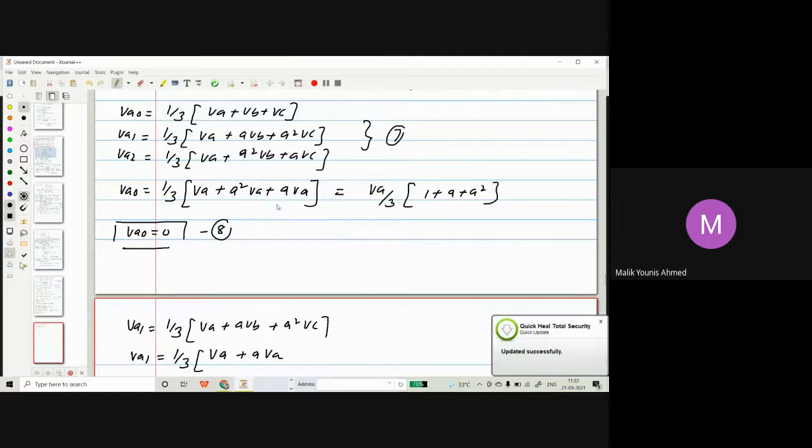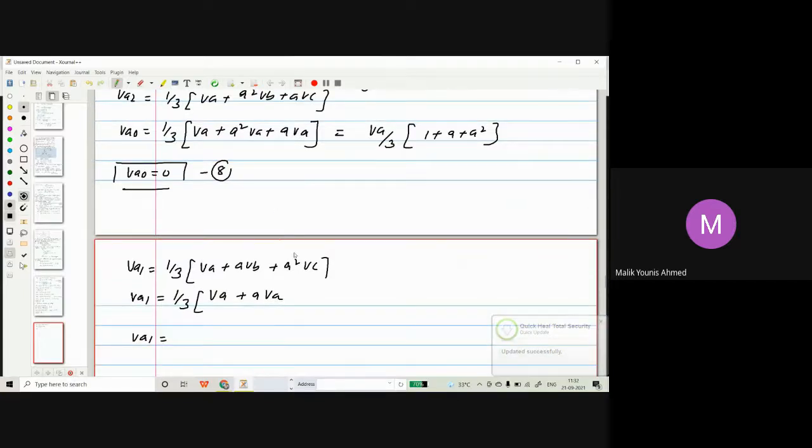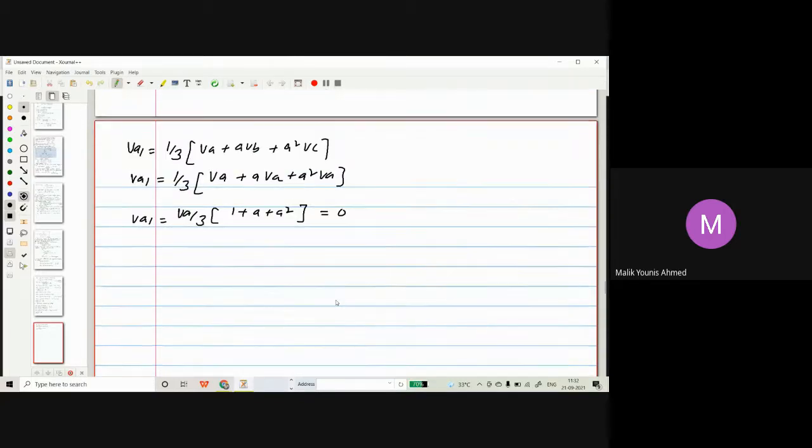That raises a doubt, one minute. Plus A square VA. Then this VA by 3 is becoming 1 plus A square, that is equal to 0. So VA1 is also becoming 0.